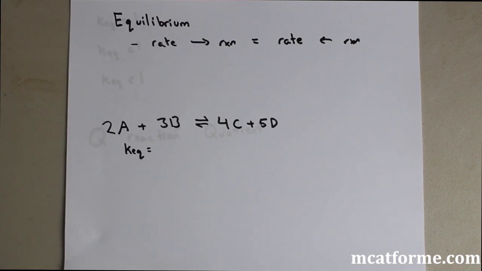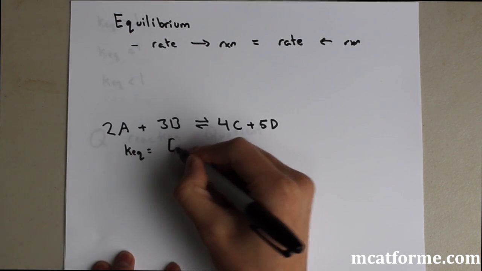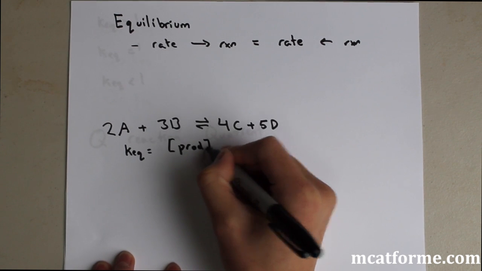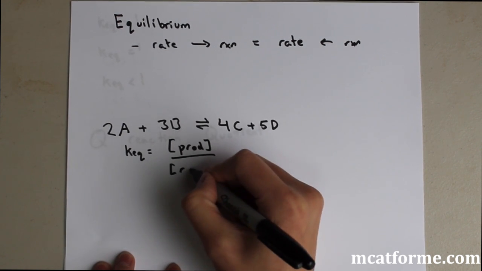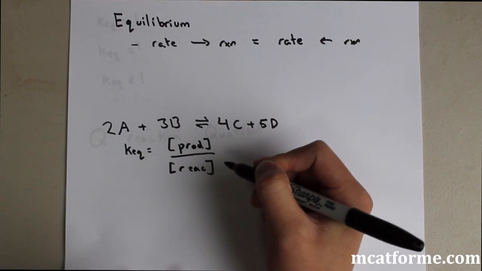This is different from just being at a stagnant state. Reactions are constantly happening, but they're happening in equilibrium at the same rate. So when we define equilibrium, we're always going to be dealing with this KEQ. To define it in an equation, it's going to be the concentration of the products over the concentration of the reactants.